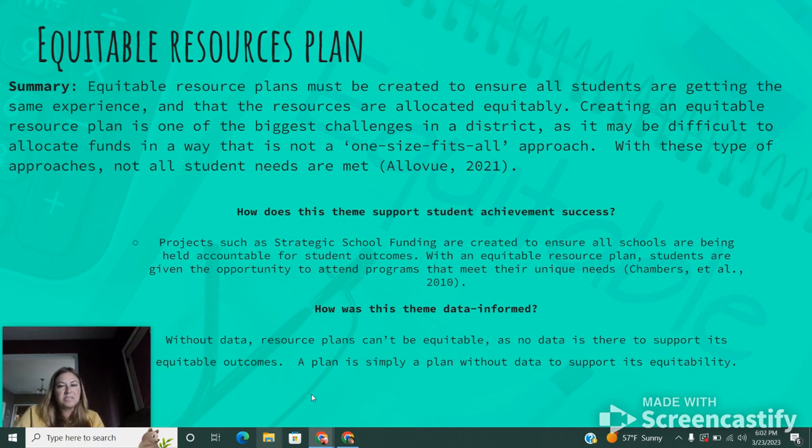How did this theme support student achievement? Projects such as strategic school funding are created to ensure all schools are being held accountable for student outcomes. With an equitable resource plan, students are given the opportunity to attend programs that meet their unique needs. How is this theme data informed? Without data, resource plans can't be equitable, as no data is there to support its equitable outcome. A plan is simply a plan without data to support its equitability.